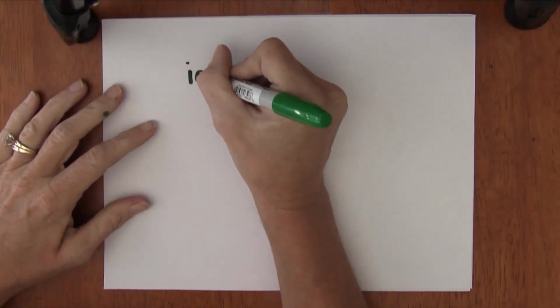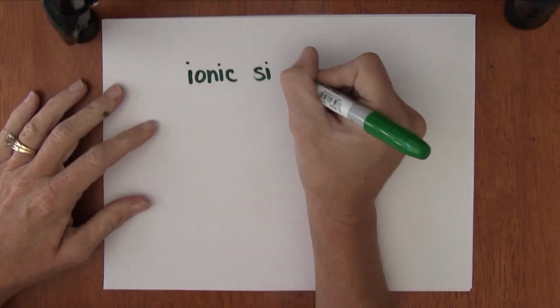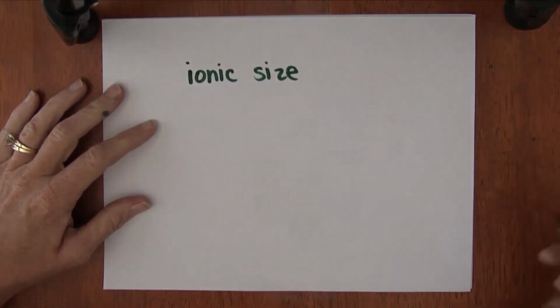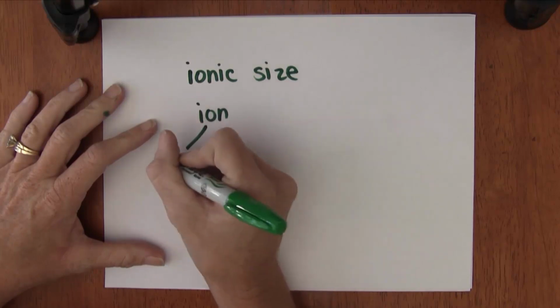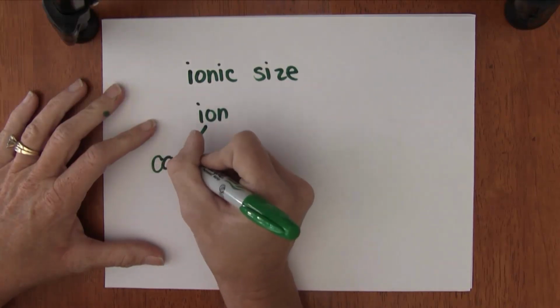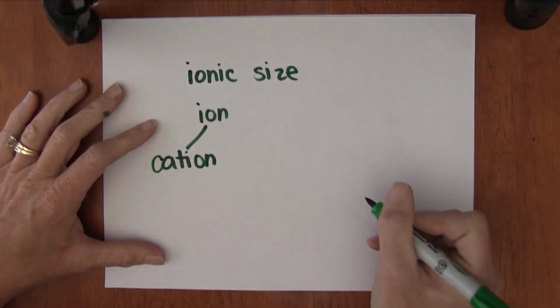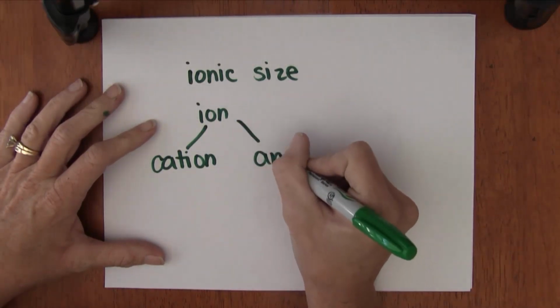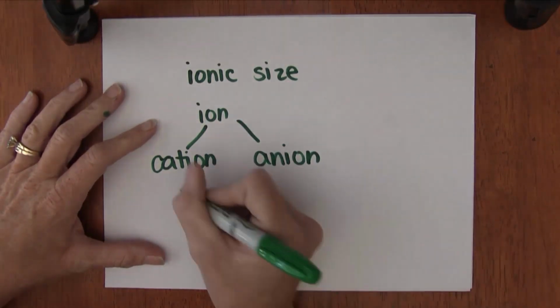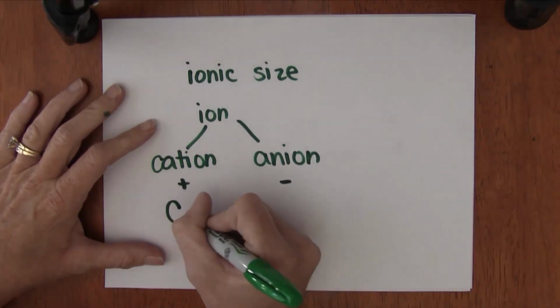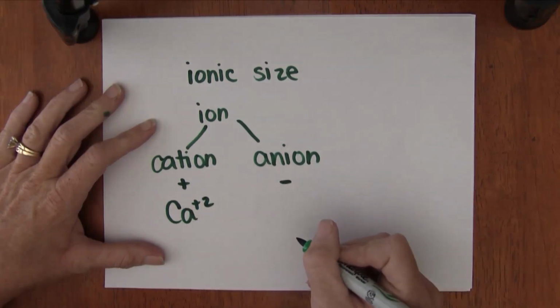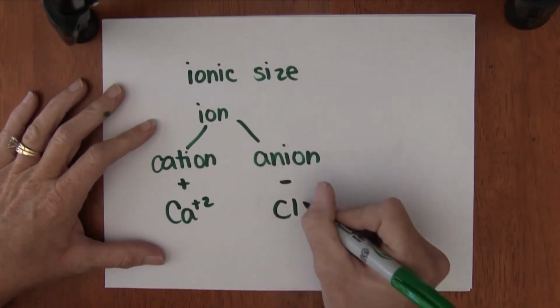Okay, this video is still chapter 14, and it's going to be dealing with ionic size. The first thing is we have to know what is an ion. So an ion is a charged particle, and it can either be a cation or it could be an anion. A cation is positive, an anion is negative. For example, calcium plus 2, and an anion would be like Cl minus 1.